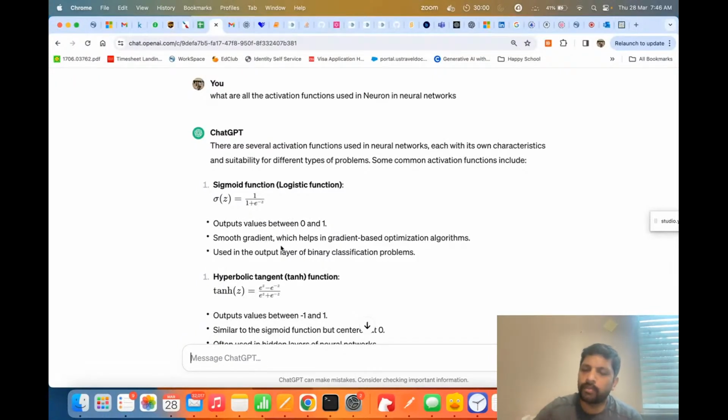So if you have two neurons, what happens? If you take sigmoid as activation function, 1 by 1 plus e power minus z, z is equal to w1 x1 plus w2 x2 plus b1. We have input x, inputs, one layer with two neurons and then output, right?